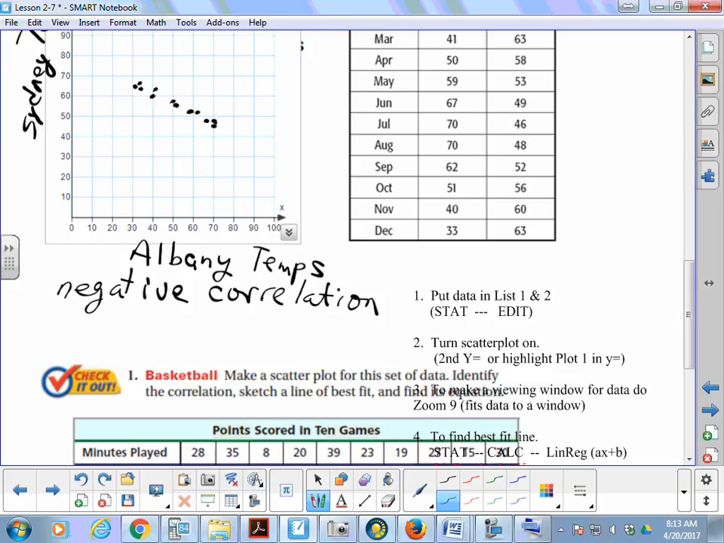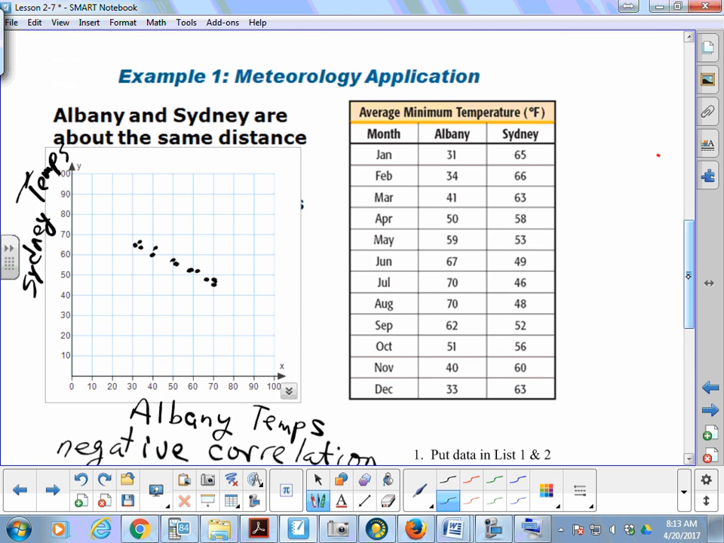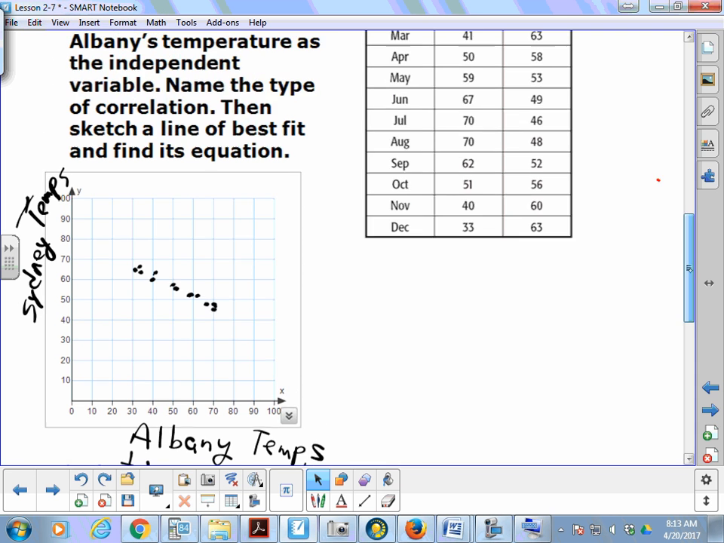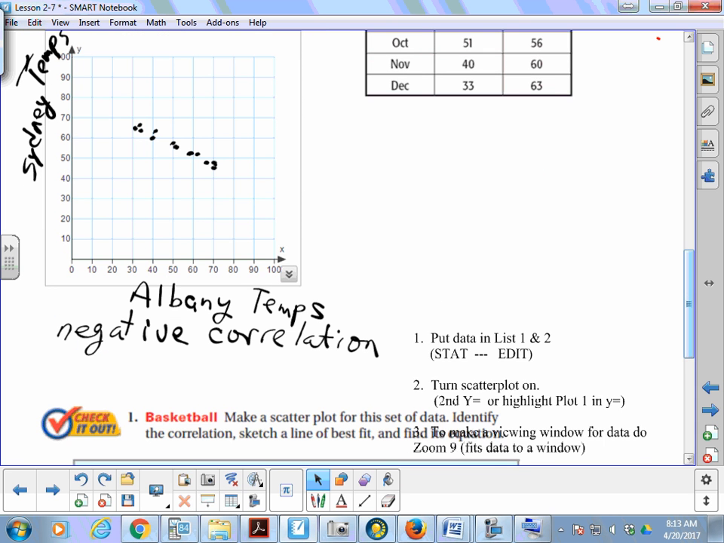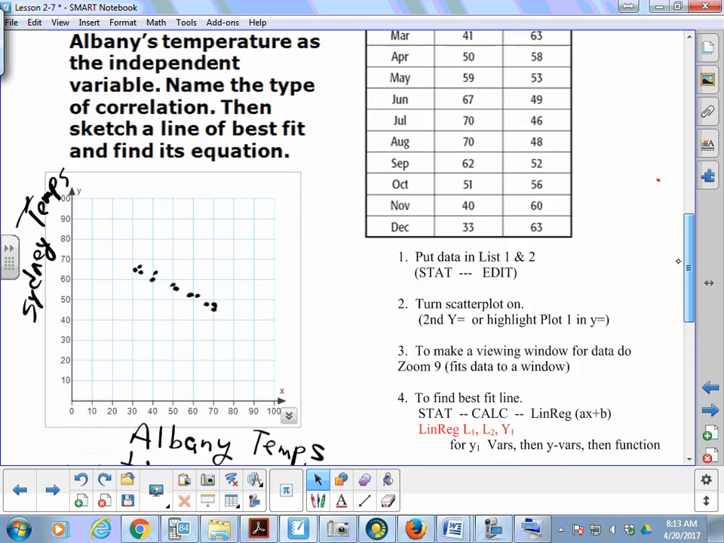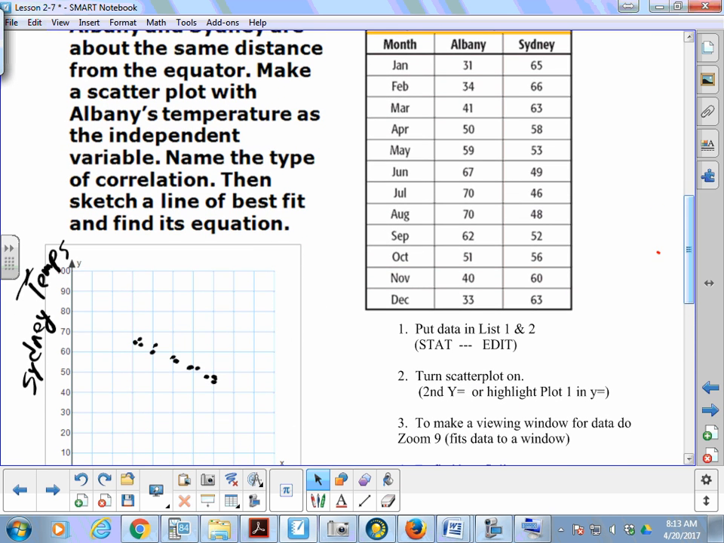All right? Now, to be able to do this with our calculator, we have to put the data in the calculator. So we're going to put the data in our lists. We're going to put Albany in list 1 and Sydney in list 2. So to get to your lists, you go to Stat and Edit.